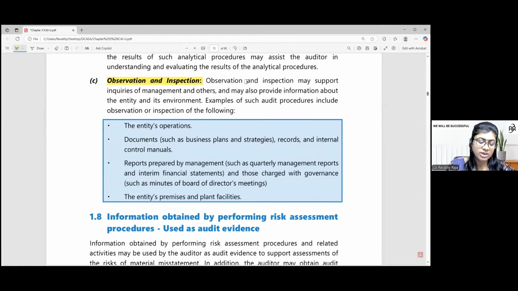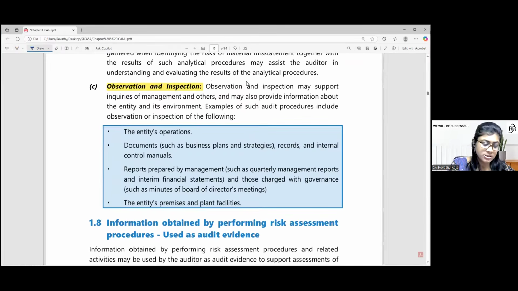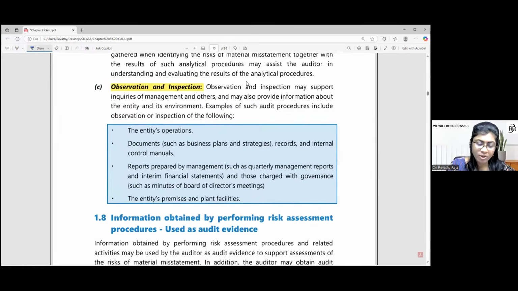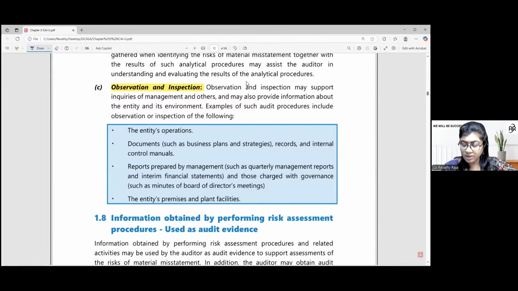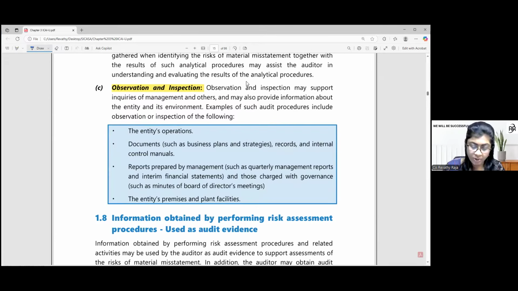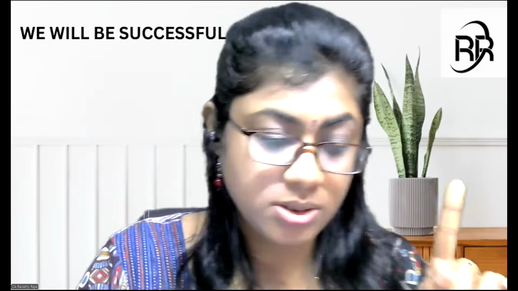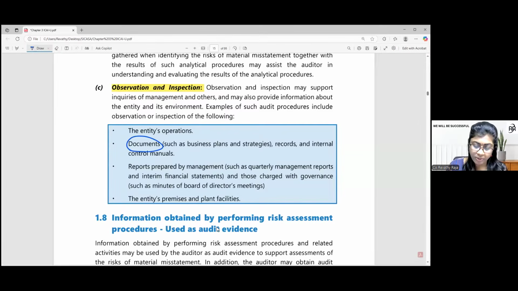What is inspection actually? Inspection means it is examination of documents, right? At times it will get stuck. Okay, so inspection means what? Examination of documents prepared by management or.